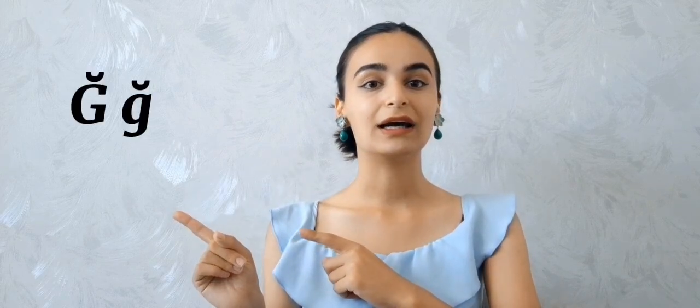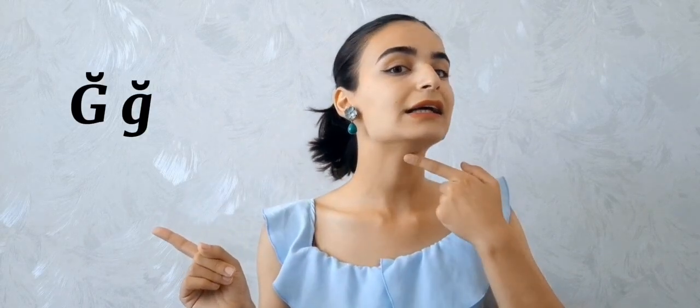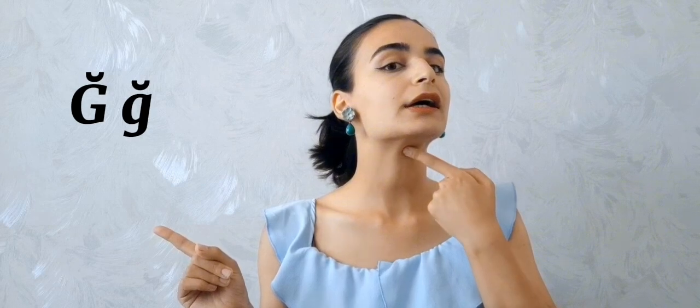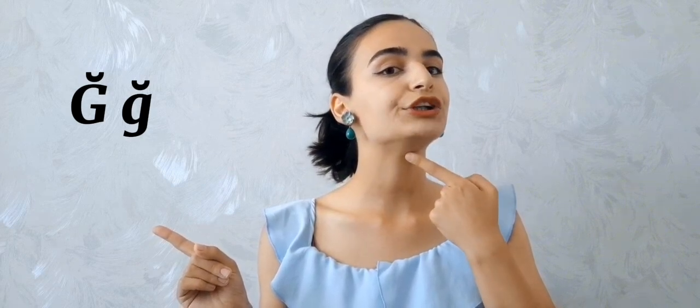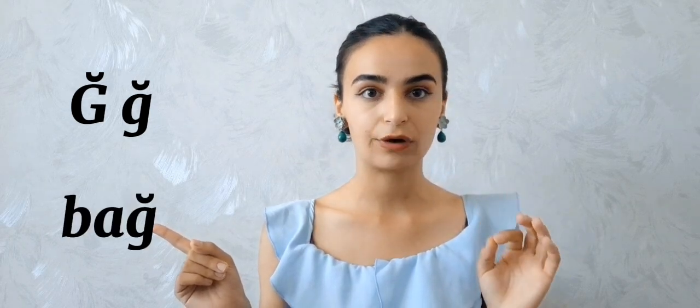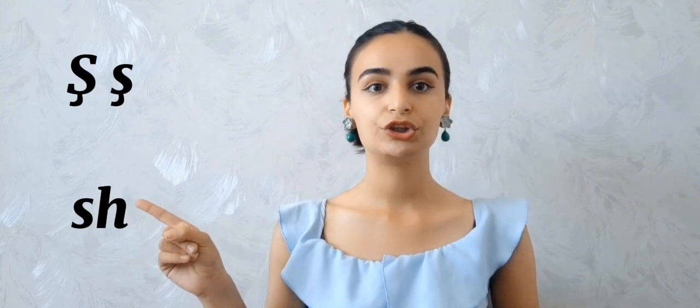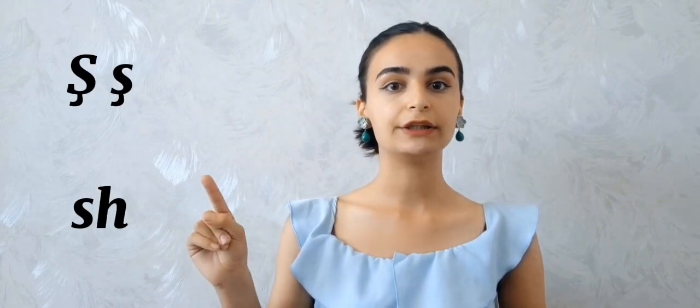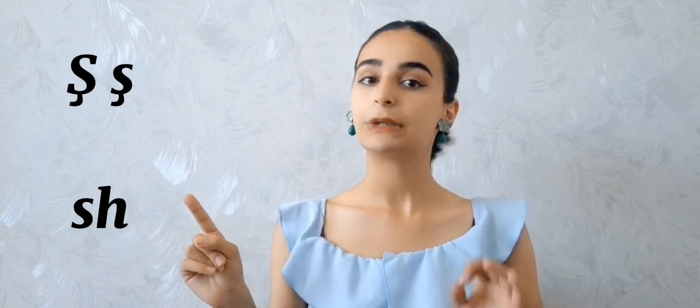And then r is pronounced in here. Vibration here. Bach, Bach means garden in English. Sh is written like this, but pronounced the same.